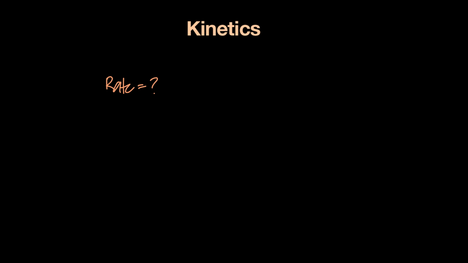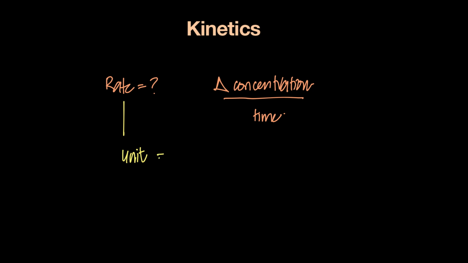So what is rate? It basically is how quickly the concentration of a product is increasing or how quickly the concentration of a reactant is decreasing. So it's basically the change in concentration of either the reactant or product with respect to time. And because of that, its unit is the rate of change of concentration, which is moles per dm cube per second.